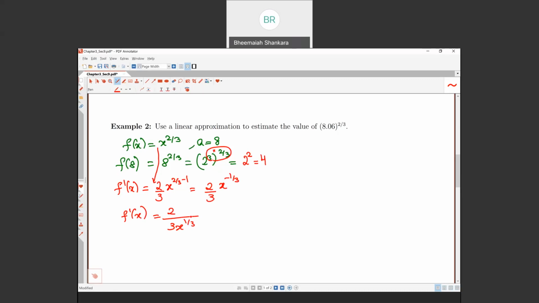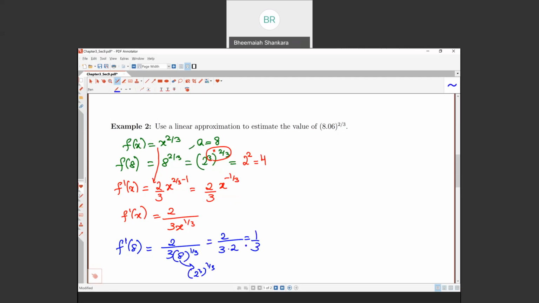Now let me calculate the derivative value at 8. So it's 2 divided by 3 times 8 to the 1/3. 8 to the 1/3, 8 can be written as 2 to the 3 and then to the 1/3. So when you multiply the exponents, 3 and 1/3 get cancelled. So all you get is just 2. So you have 2 divided by 3 times 2, which is 1/3.